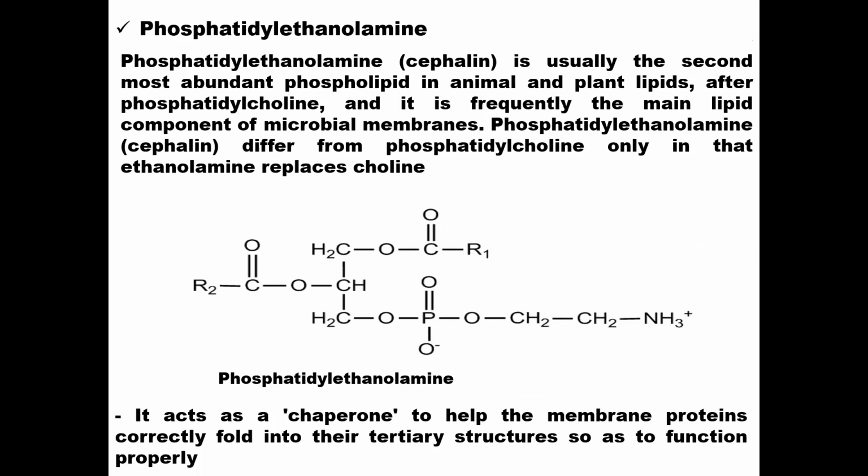So phosphatidylethanolamine, we call it cephalin. It is usually the second most abundant phospholipid found in animal and plant lipids. Phosphatidylcholine is the most abundant, and phosphatidylethanolamine is the second, and it is frequently the main lipid component of microbial membranes.